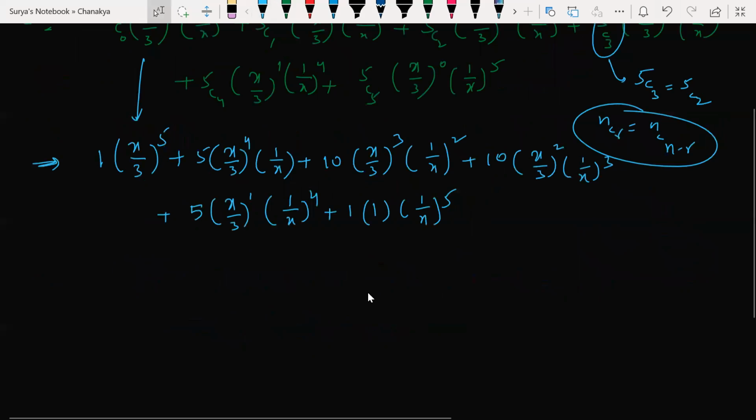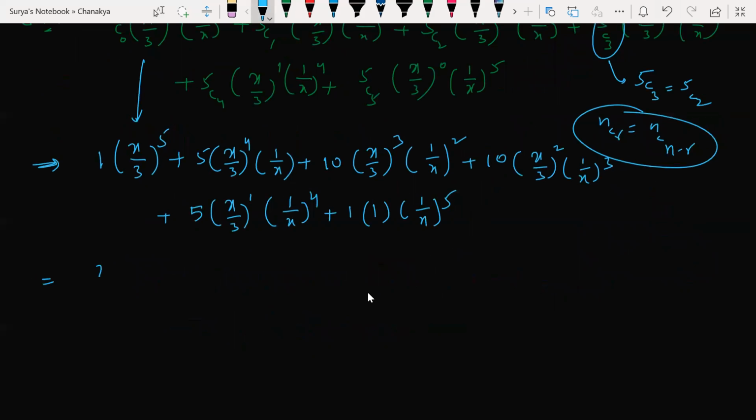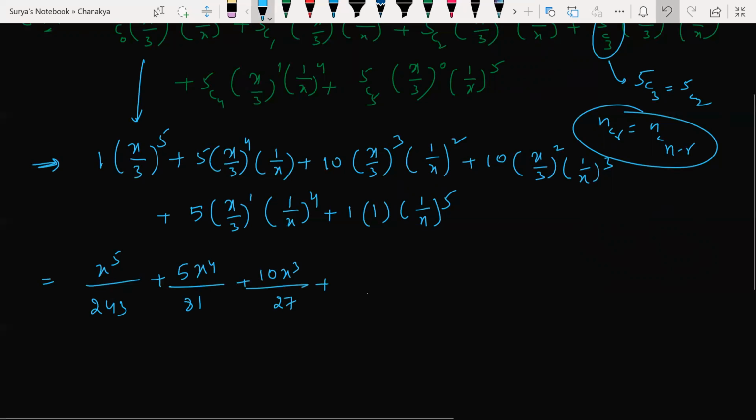So now simplify this. This is your answer. Look at this now. X to the power of 5 by 3 to the power of 5, which is, I think, 243. Plus 5 into 5 x to the power of 4 divided by 3 to the power of 4, which is 81. Am I correct? Yes, sir. Plus 10 into x cube divided by 3 to the power of 3, which is 27, into 1 by x square. Correct? 1 by x square or not?